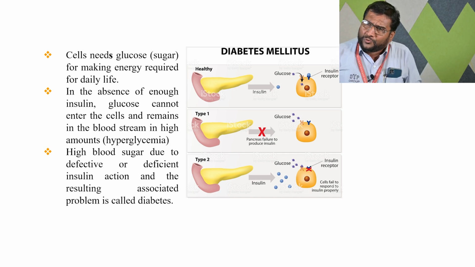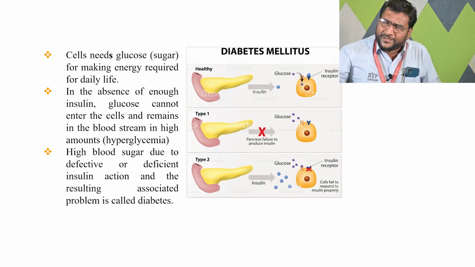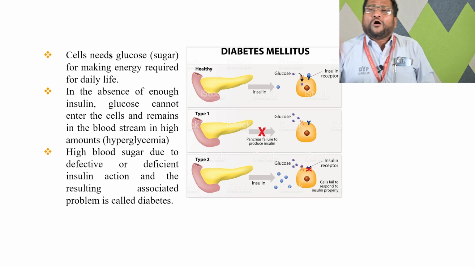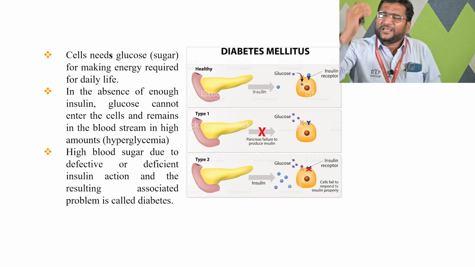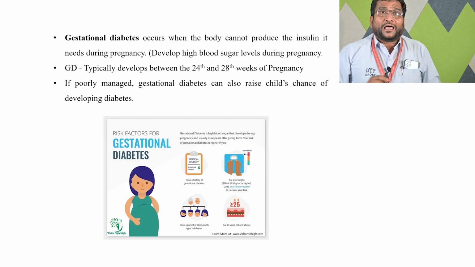And in type 2, two reasons are there. Either the beta cell produces a sufficient amount of insulin but receptors are unable to receive it. This is one part. Or maybe the beta cell releases a very small amount of insulin. So these are the two reasons in case of type 2 diabetes mellitus.